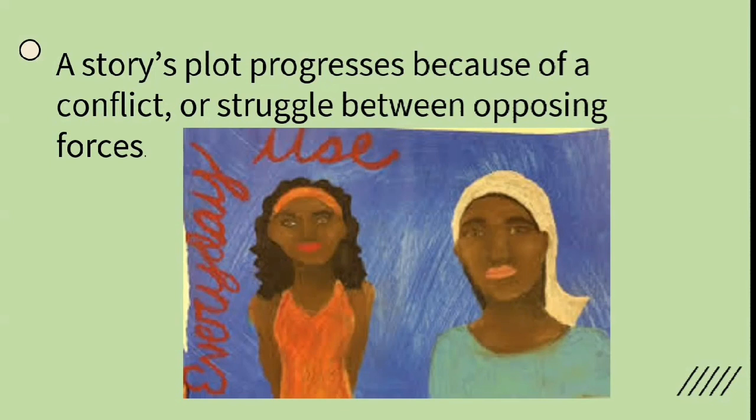A story's plot progresses because of a conflict or struggle between opposing forces. In Everyday Use, the main conflict centers around 2 sisters, Dee and Maggie, and their mother who narrates the story. Although the main conflict between these characters is worked out in the resolution of the story, some other conflicts linger unresolved. As you read, pay attention to the conflicts and whether they are resolved. Also think about the difference in the characters' values and priorities in the story Everyday Use.